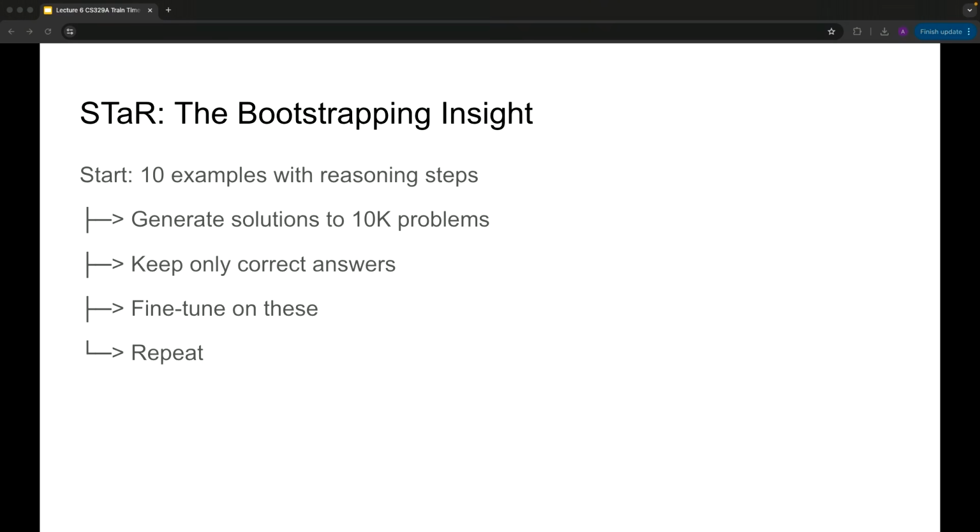This is a very simple example. It will start with a small number of examples that have reasoning steps. It will generate solutions, say for 10K problems. 10K is a representative number, and then it will only keep the ones that have correct answers. It will generate these solutions with rationale, and it can fine-tune on those, and it can repeat. So it can repeat this loop.